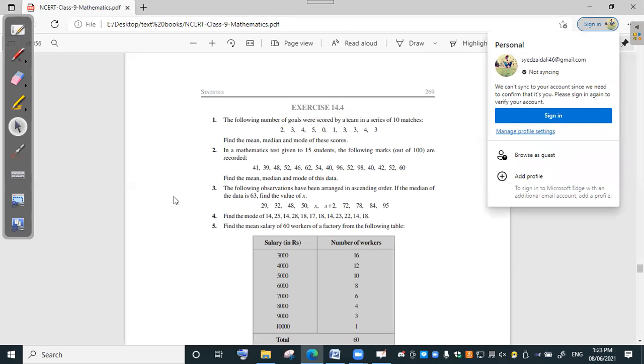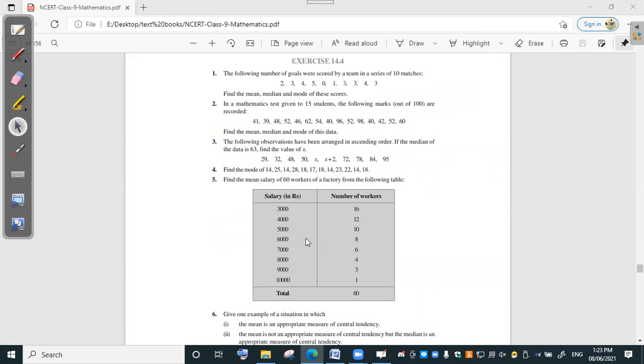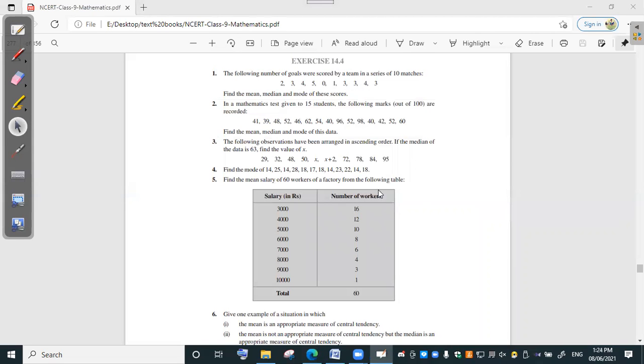So we have other questions also, same mean, median, mode. Only the last question, number 5, is different. Otherwise, in all the questions we have to find the mean, mode, median. Question number 1 we have done. Second, mean, mode, median, the same way. The third question is different: we have some values and we have to find the unknown values.